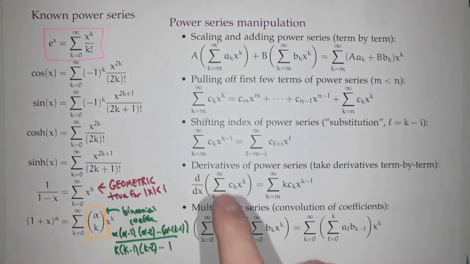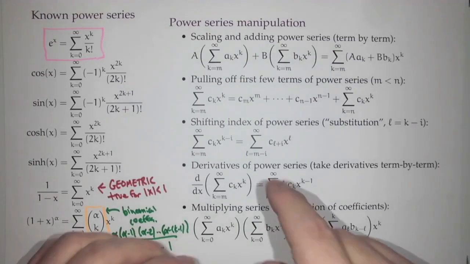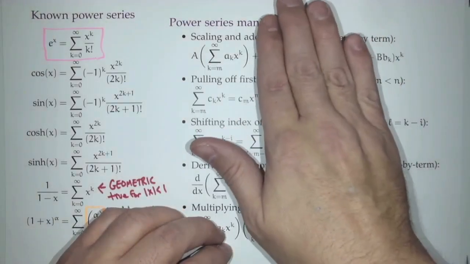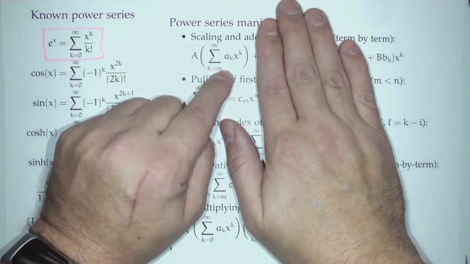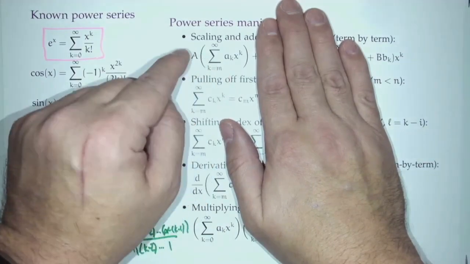So the first thing says scaling and adding. So suppose we have two power series and want to combine. So A times the first, B times the second. And what do we do? Well, first off, what if we just have A times this series? What should we be able to do with the A?